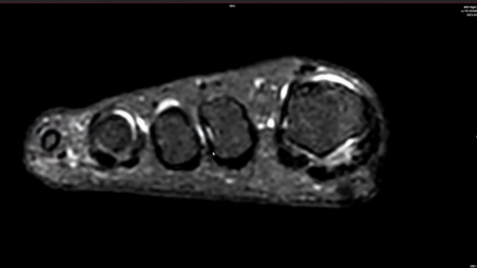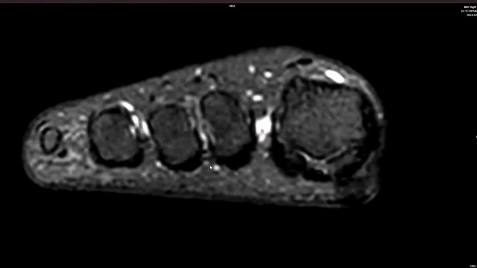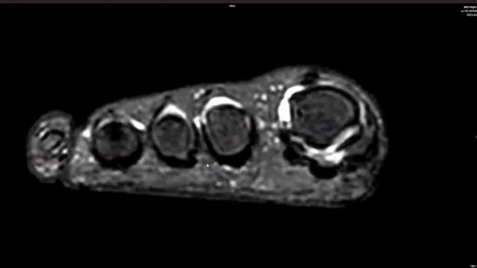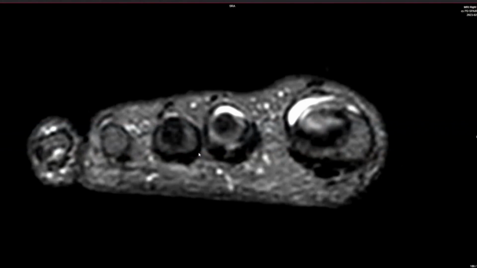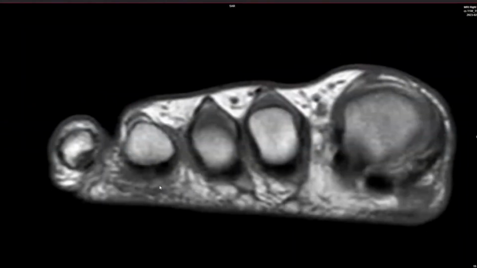The deep transverse intermetatarsal ligament is the structure between M2 and M3. Those are the terms given to the metatarsals. Superficial to that region, you can see the nerve, artery, vein complex. Distal to that region, we begin to see further changes of the interdigital nerve, and we can see that in detail on T1.